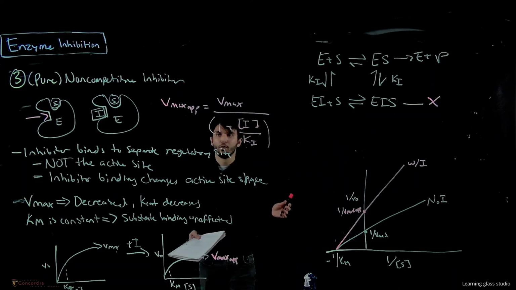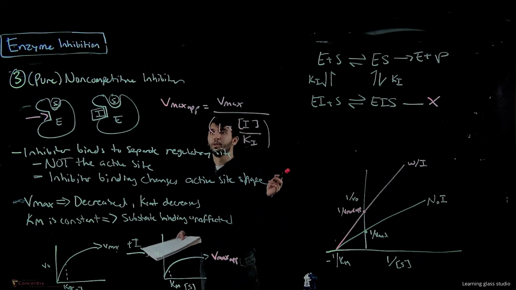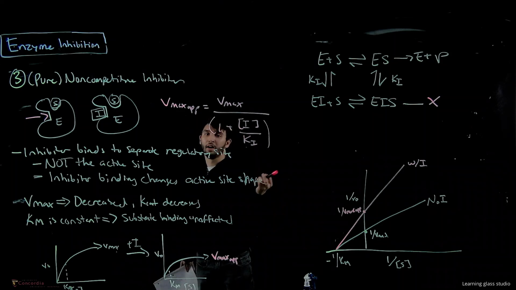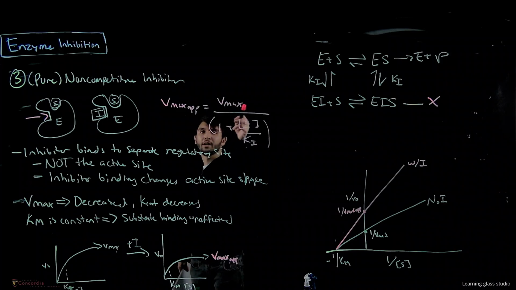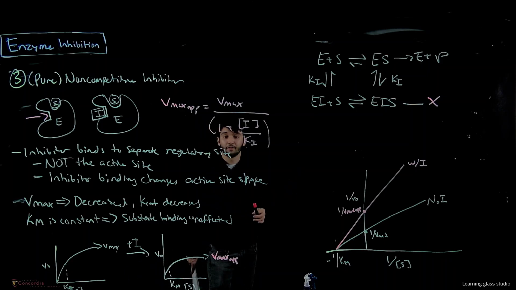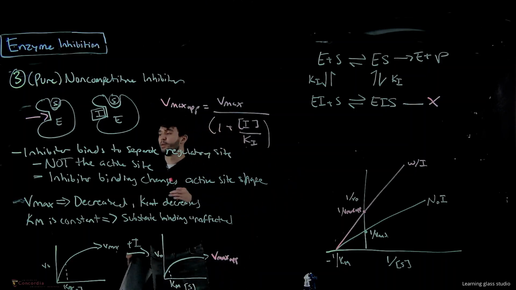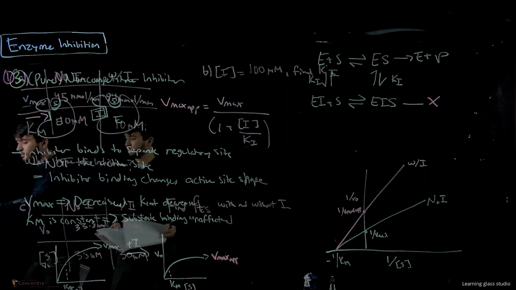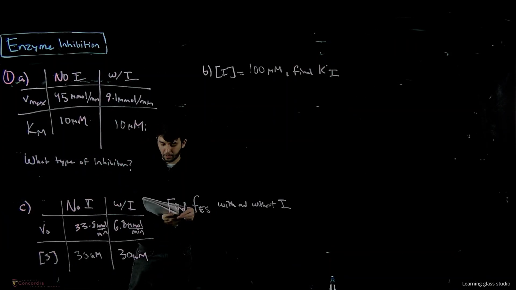Okay? And then if we want to calculate Ki, what we do, this is the same as uncompetitive inhibitors. Vmax apparent equals Vmax divided by 1 plus the inhibitor concentration divided by Ki. So that is it for the 3 types of inhibitors that you need to know. We're only doing one practice problem this time around.